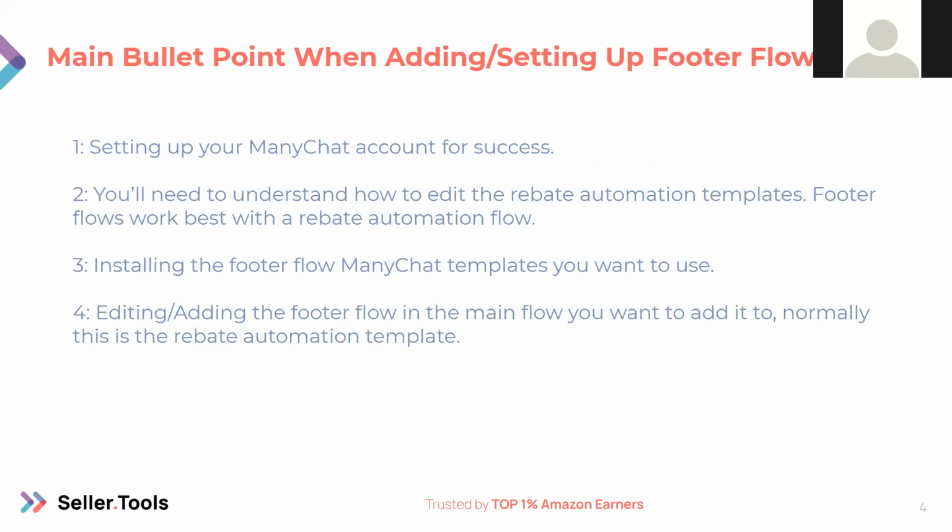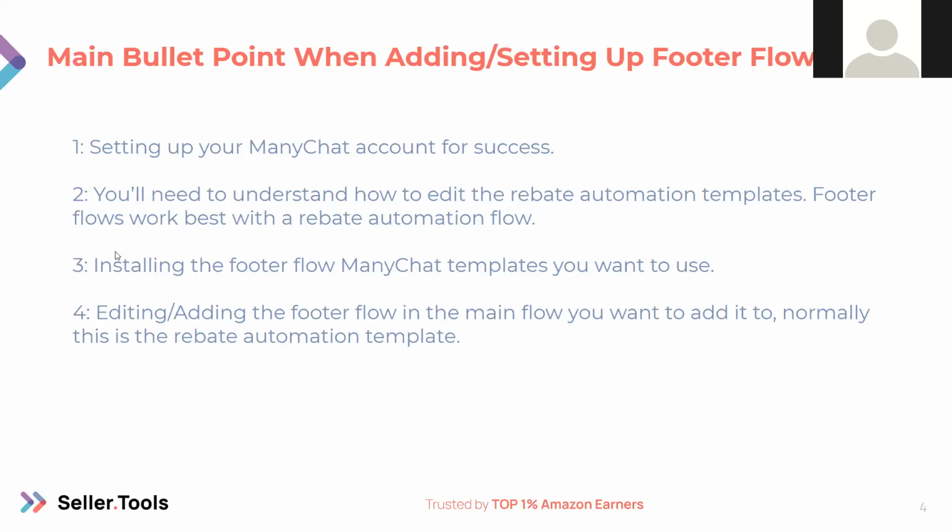The second thing is going to be installing a rebate automation template and then editing that to match your product. And this is most of the time where you add your footer flows. There are some use cases where you can just add footer flows to, an example would be a sign up flow. You can add it to ask for them to join a Facebook group at the tail end of them signing up. That's just a use case you could use footer flows for. But in most cases, I use it for rebate automation flows. So my footer flows are usually found in my rebate automation flows. That's what I'm trying to say.